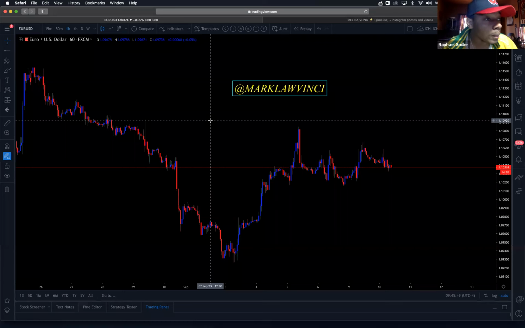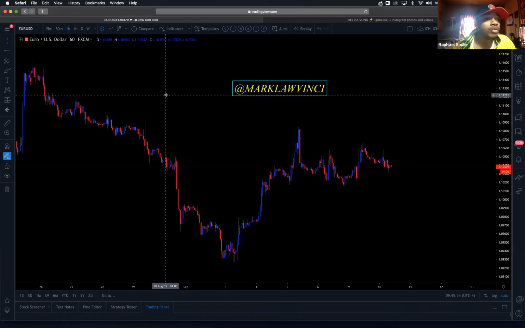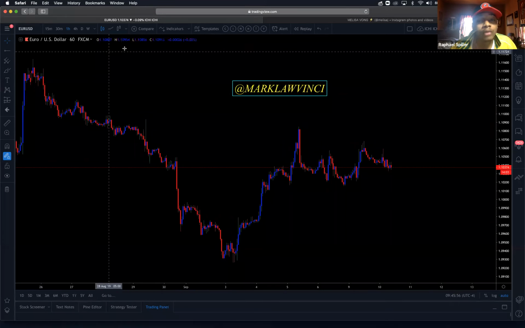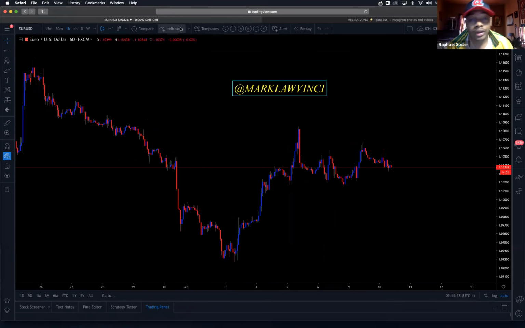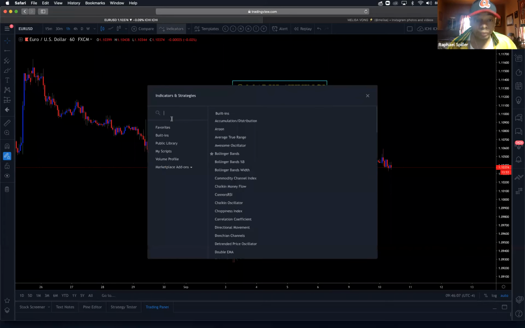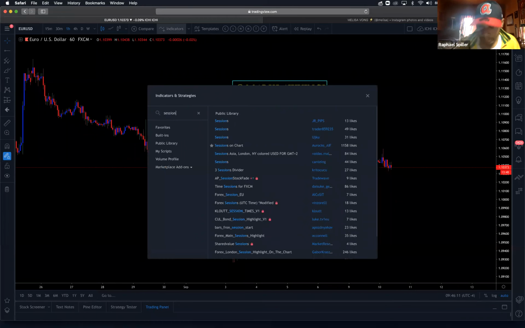How do you know how many pips a trade is going to move a day? Okay, so I'm going to give y'all that sauce right there. This is how you back test. If you go to indicators on TradingView and type in sessions, and click sessions on chart, okay, sessions on chart. If you click that, right?